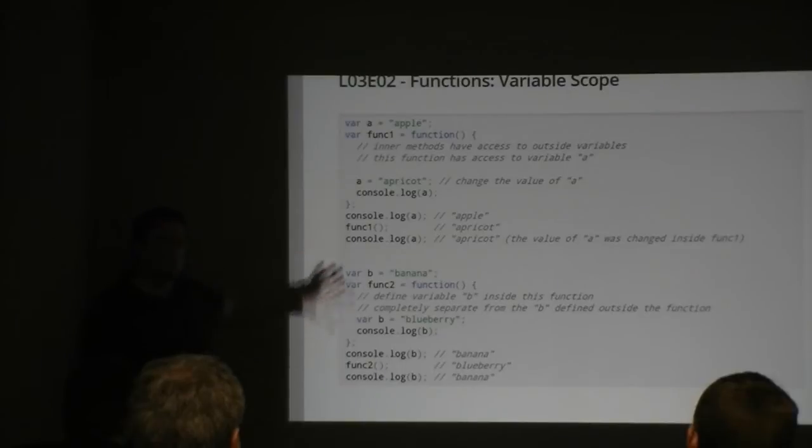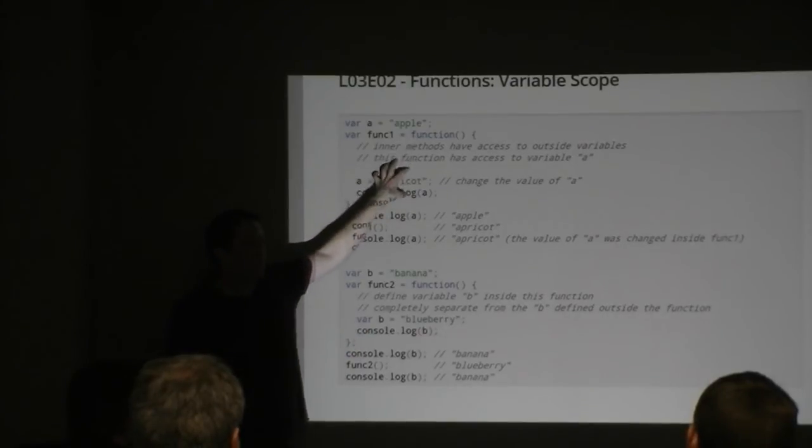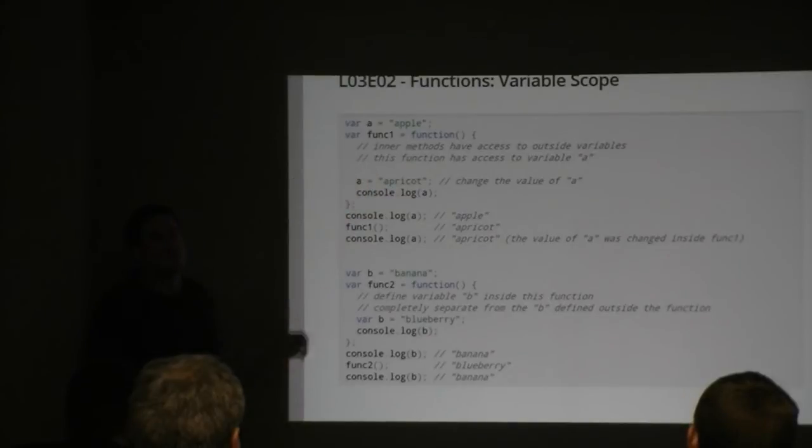Everyone's seeing the difference between these two in terms of scope? I mean, they're the same except for this var. Right? The takeaway from this is that the scope of a function has access to the variables that are defined outside and above its scope.